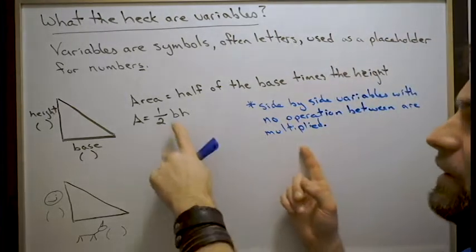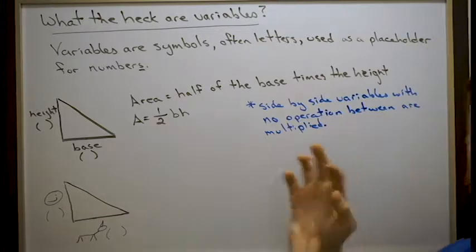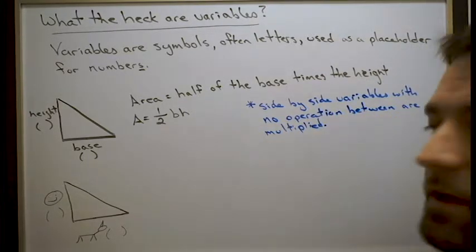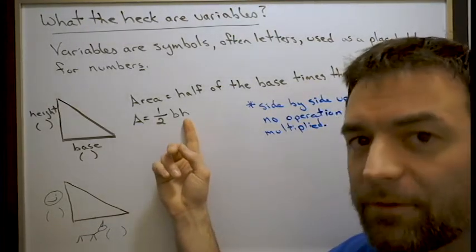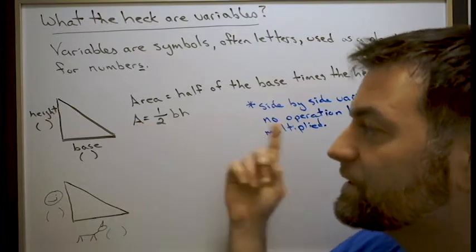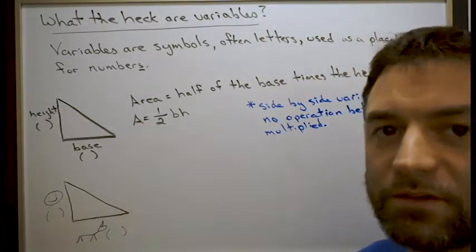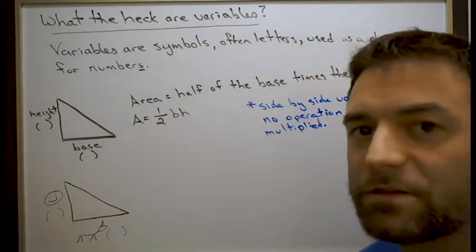Just to note, when you see a letter or a variable with no operation between, it's multiplied. So that is important to note. This is all multiplication, so 1/2 times base times height. But we use these letters, well, A for area makes sense, B for base, H for height, and it's just a way to represent a number that we don't know. We don't know what the height is, and we don't know what the base is.